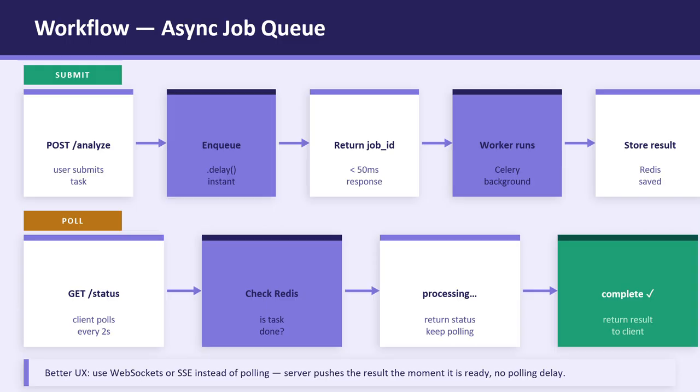The poll row covers steps 6 through 9. Step 6. The client calls get/status with the job identifier, typically every 2 seconds. Step 7. The endpoint checks Redis. Step 8. If the job is still running, it returns a processing status, and the client tries again in 2 seconds. Step 9. When the job is complete, it returns the result, and the client displays it. The green complete box at the end of the poll row is the happy path. The user gets their result, the polling stops, and the connection closes.